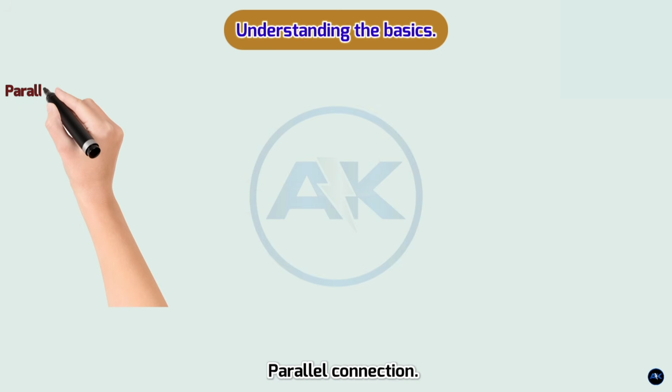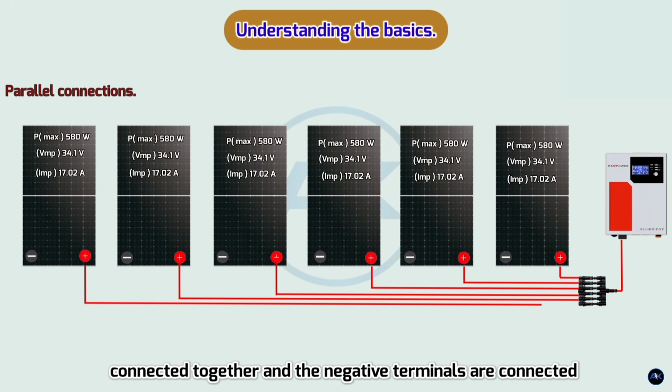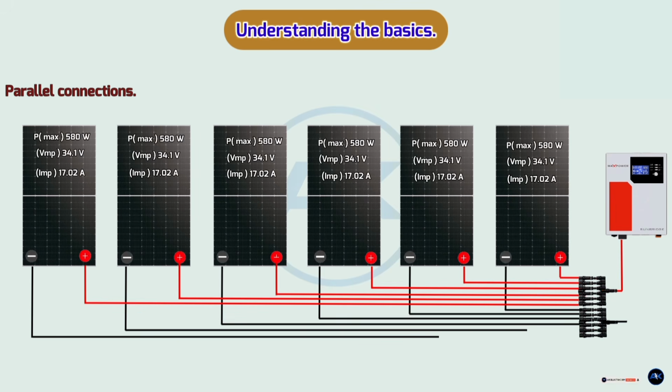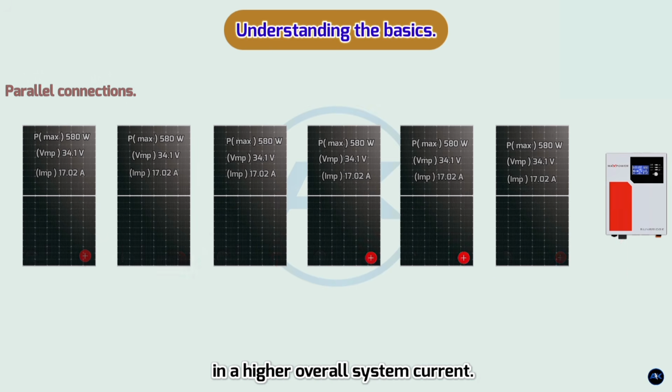Parallel connection. How it works. The positive terminals of all panels are connected together and the negative terminals are connected together. Effect on voltage. The voltage remains the same as that of a single panel. Effect on current. The current of each panel adds up, resulting in a higher overall system current.